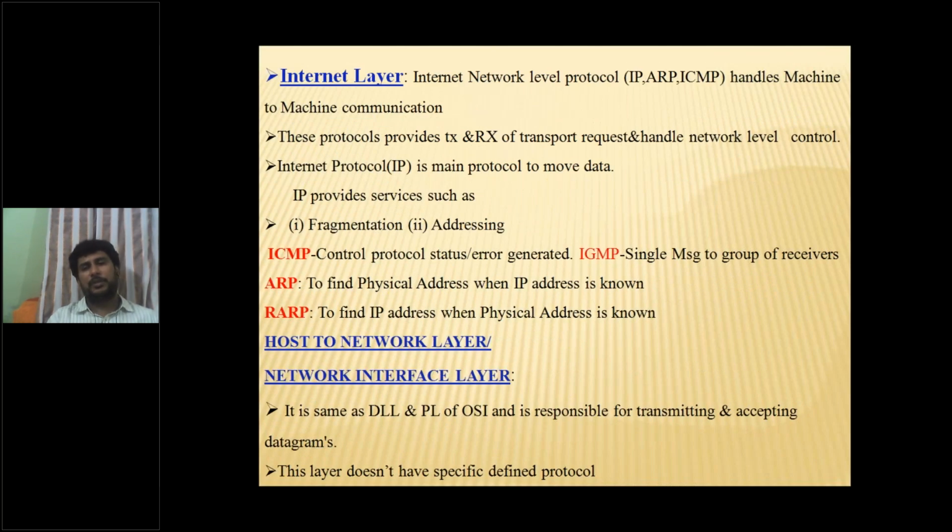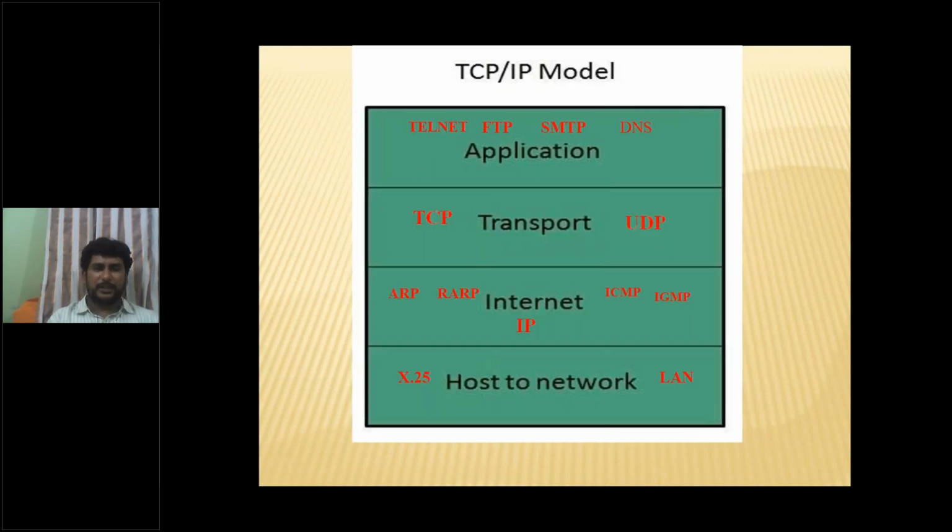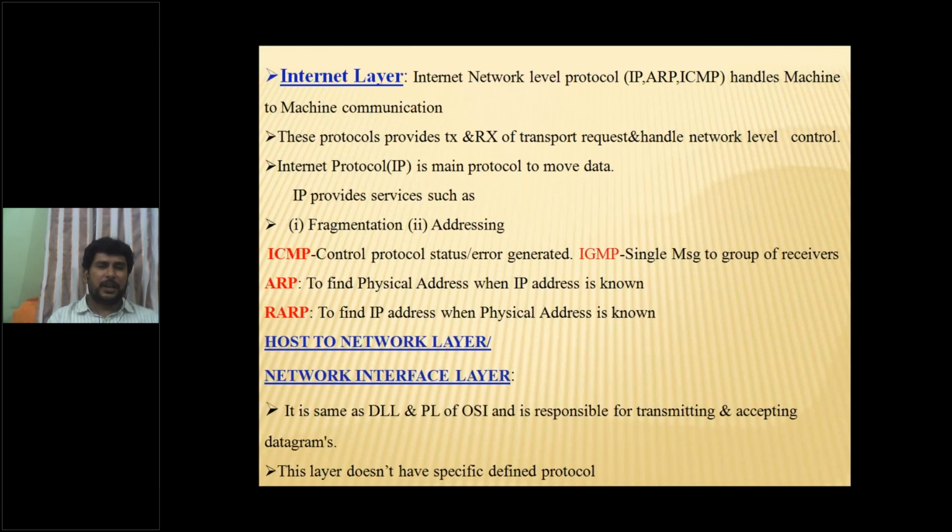The internet layer, which we have talked about, consists of five protocols, namely Internet Protocol, which is the main protocol and is supported by ARP, RARP, ICMP, and IGMP. So IP is the main protocol to move the data. It is responsible for the routing of the data. It provides services such as fragmentation and addressing.